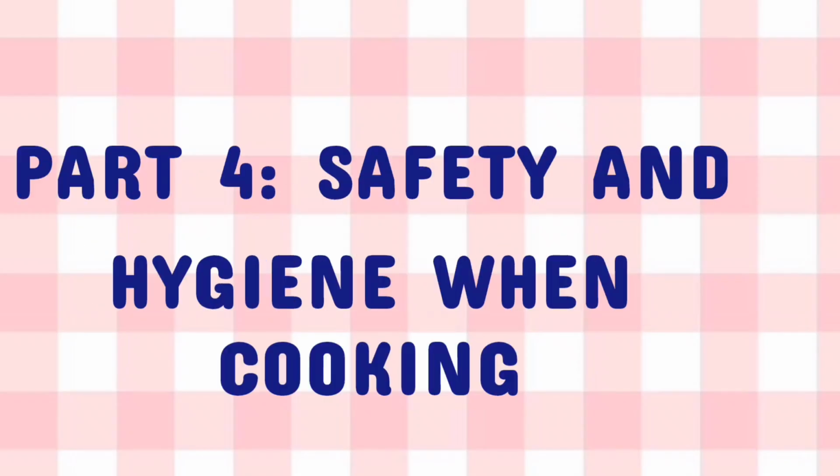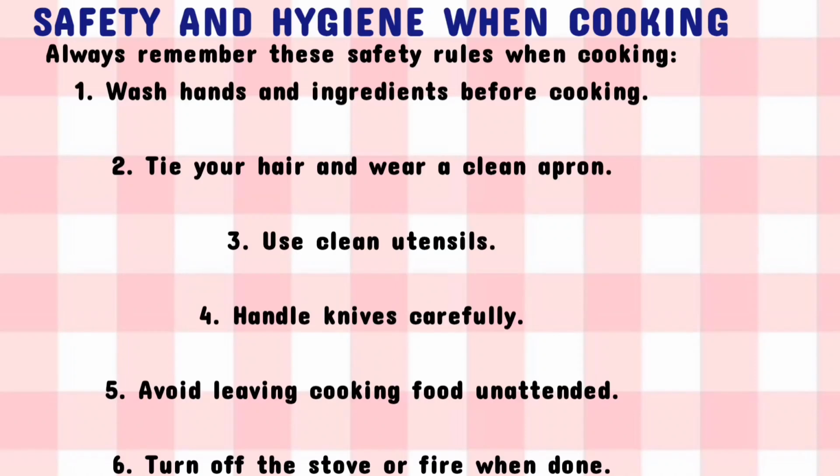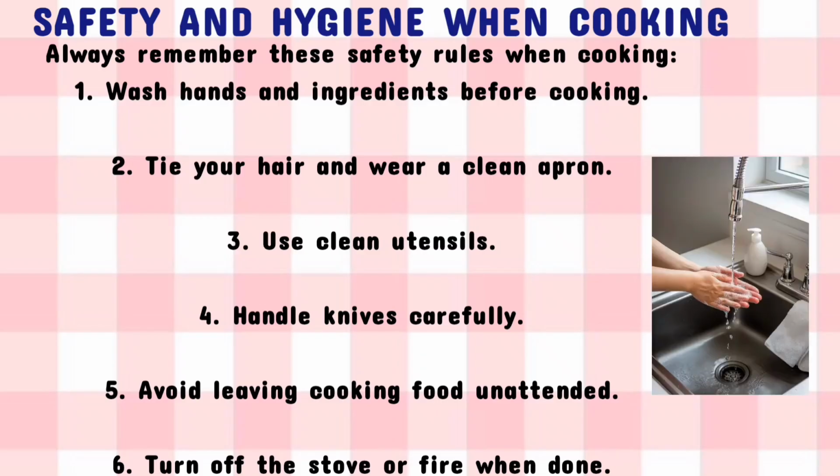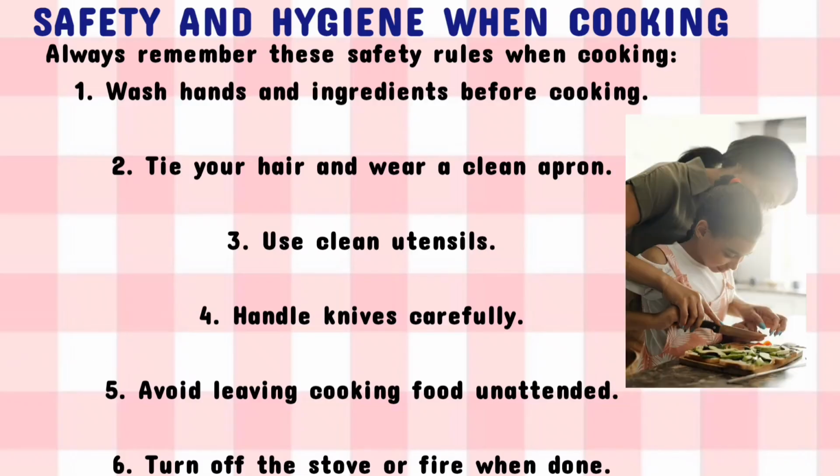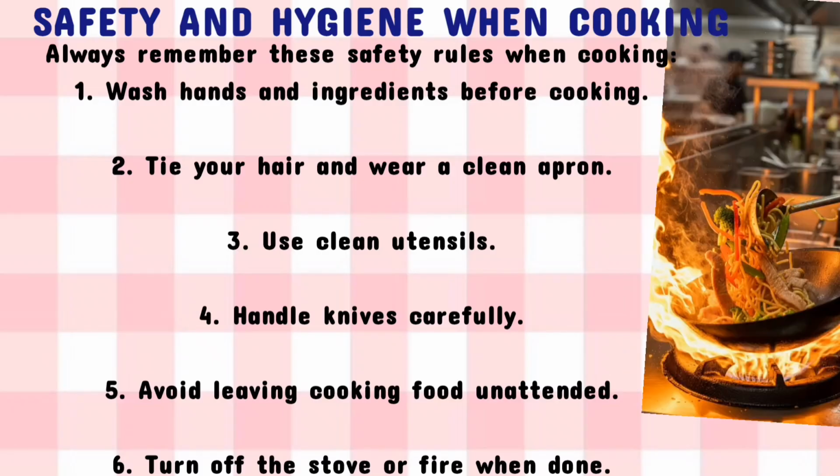Part 4 is safety and hygiene when you're cooking. Every time that you're cooking, you should always remember these safety rules. Always wash your hands and the ingredients before cooking. Tie your hair and wear a clean apron. Use clean utensils and be careful when handling knives. Avoid leaving cooking food unattended, and turn off the stove or the fire when you are done cooking.